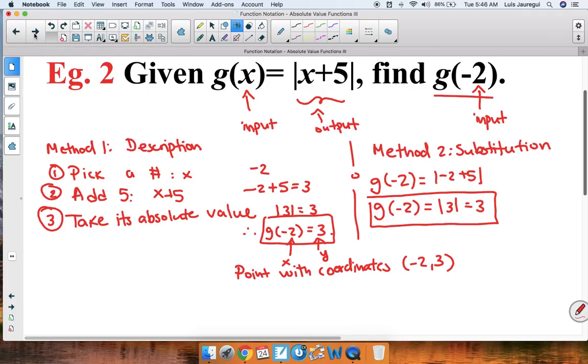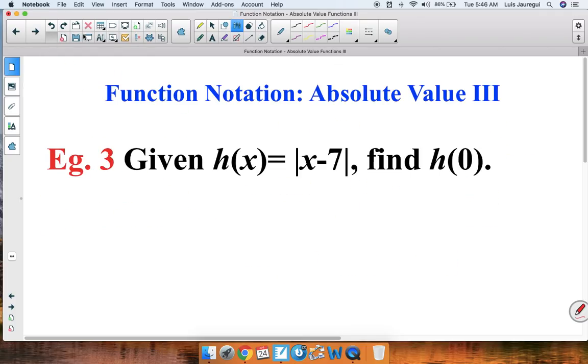Let's see one more example. Example 3. Given h of x is equal to the absolute value of x minus 7, find h of 0. Again, your input is x for this function h, and your output is the absolute value of x minus 7. Now let's go ahead and evaluate h of 0 based on the two previously described methods. So method 1 will be the description method.